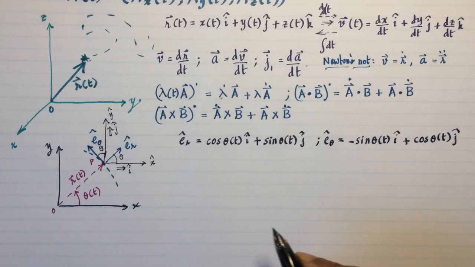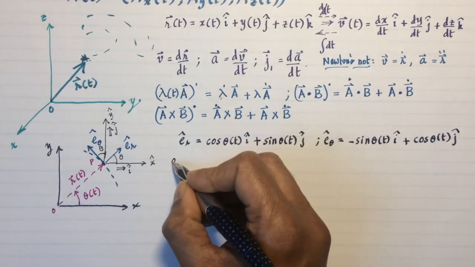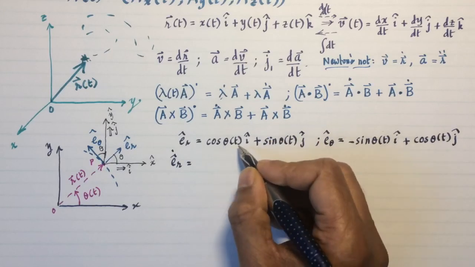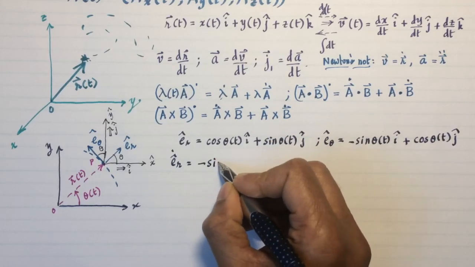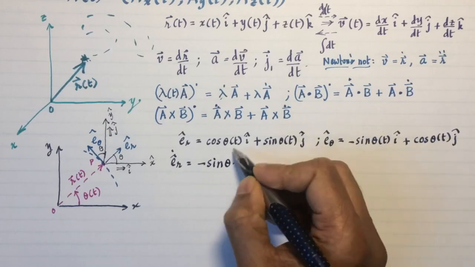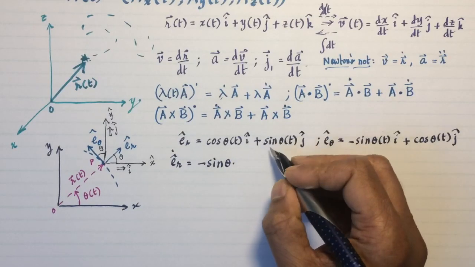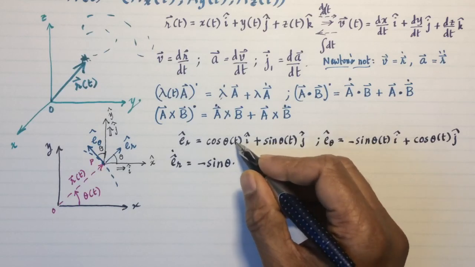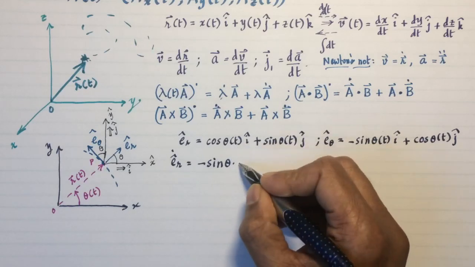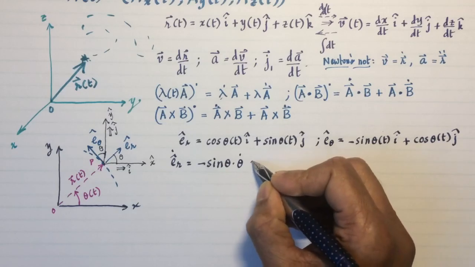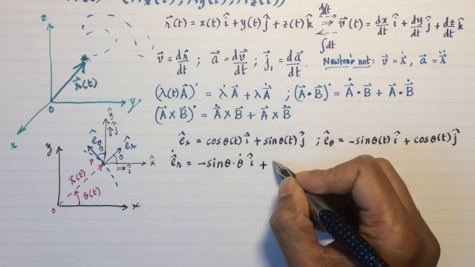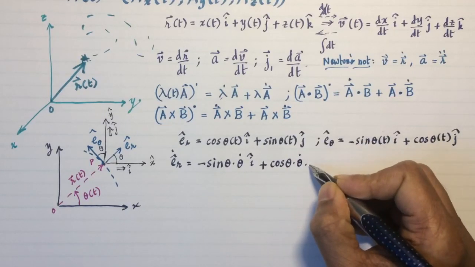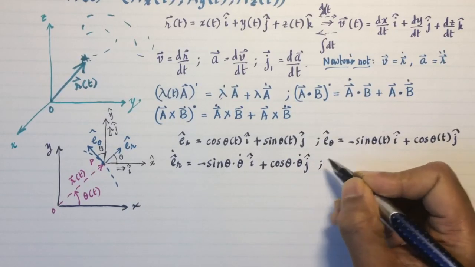So now we can proceed with our differentiation of each of these. So when I have er dot, using Newton's notation, the cosine theta derivative is negative sine theta, and I'll not write the theta as a function of time to save space. And then once I do that, I also have to go and differentiate with respect to theta using the chain rule. So that's theta dot i hat plus cosine theta, theta dot j hat.